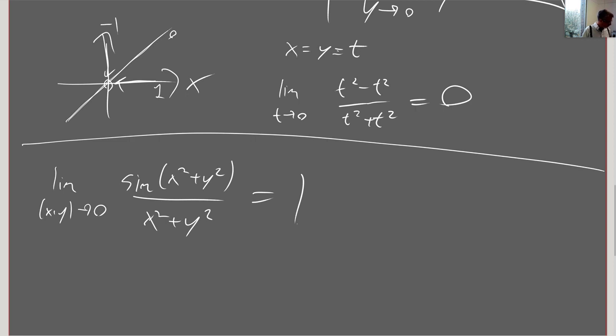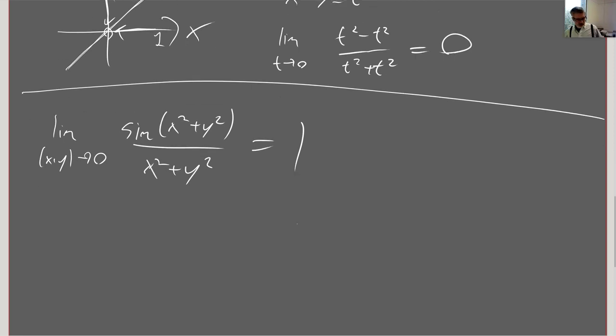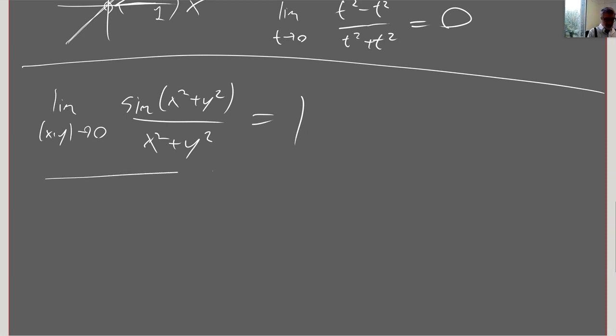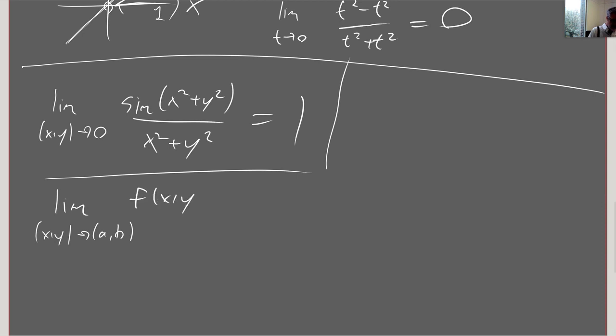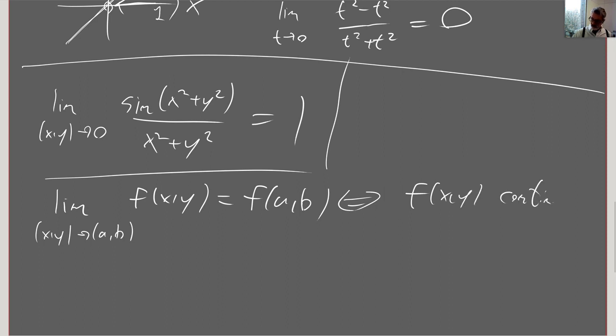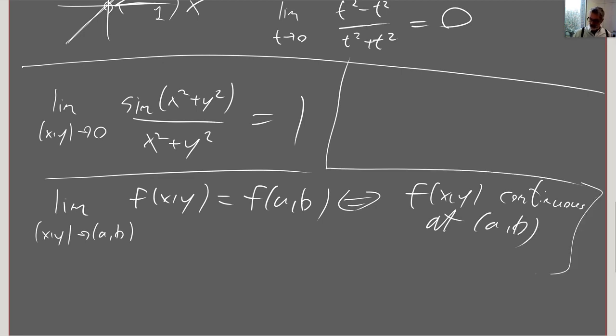And I'll mention, the limit satisfies a bunch of good properties, but let's maybe mention just a few of these. So the limit as (x,y) goes to (a,b) of f of (x,y) equals f of (a,b). This is the definition of the function f of (x,y) being continuous at the point (a,b). So that's the definition. We won't really need to use it that much, but that's how we define continuous.